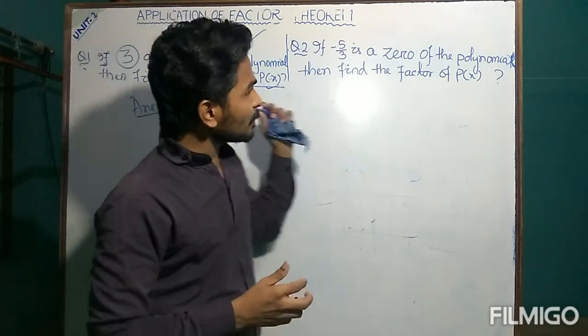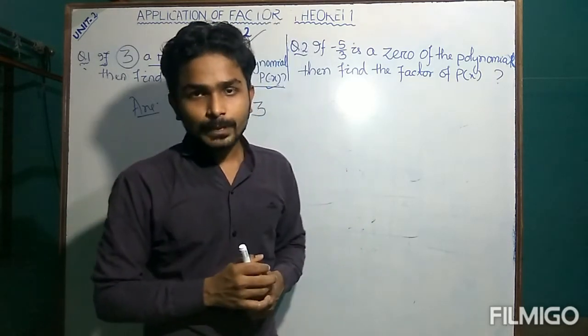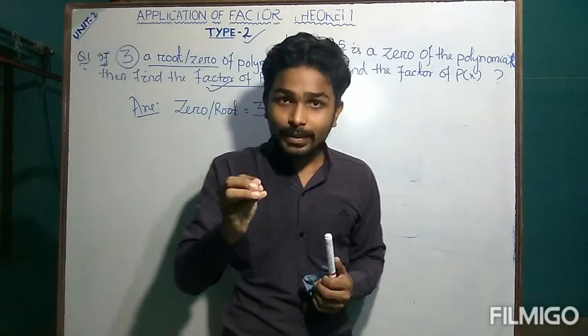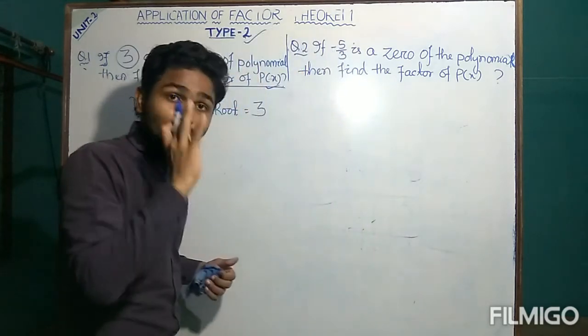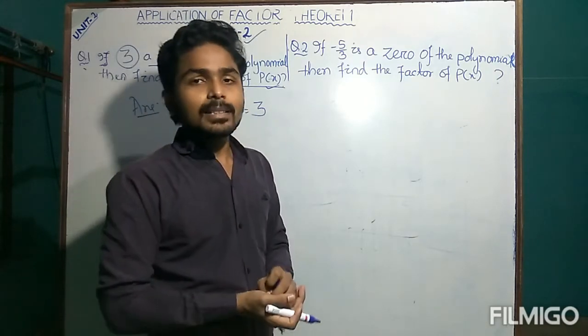So before starting the problem, let's remind one thing. What is the meaning of 0? As we have discussed, the meaning of 0 is the value of the variable for which the total polynomial is equal to 0.